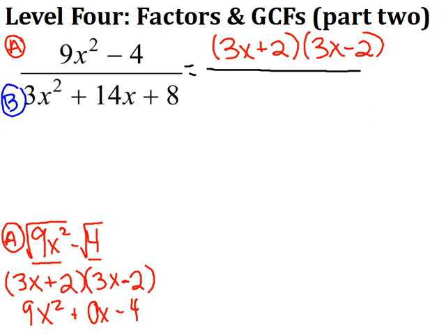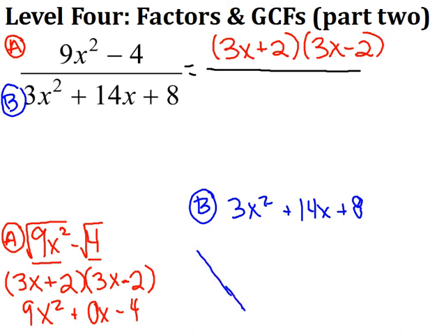Our denominator, 3x squared plus 14x plus 8. We don't have any GCFs to pull out, so I'm going to go ahead and start my x for the x method. 3 times 8, AC, goes in the top, which is 24, and our b term, 14. Two numbers that multiply to give me 24 and add to give me 14 are 2 and 12.